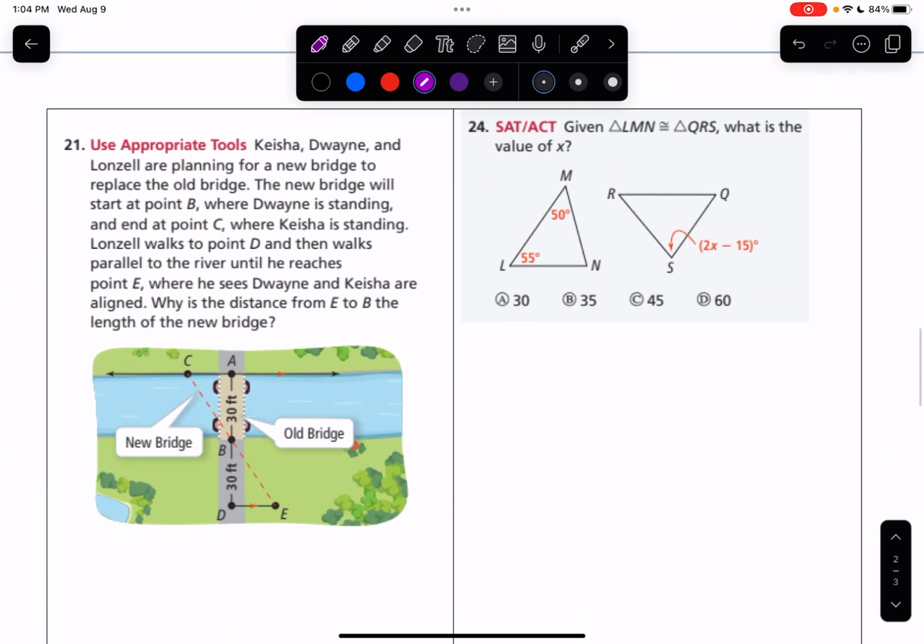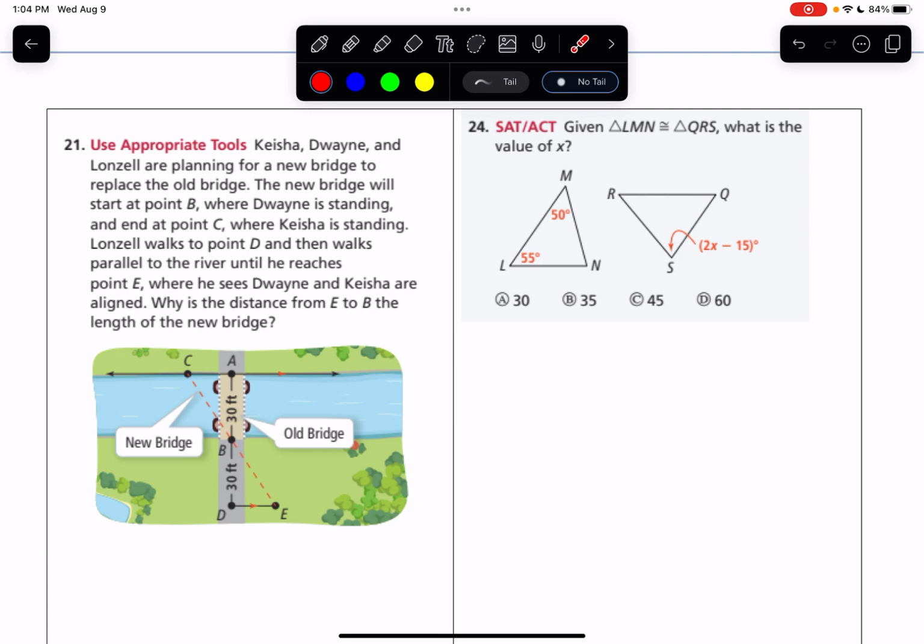Number 21. Keisha, Dwayne, and Lanzel are planning for a new bridge to replace the old bridge. The new bridge will start at point B, where Dwayne is standing, and end at point C, where Keisha is standing. Lanzel walks to point D, then walks parallel to the river until he reaches point E, where he sees Dwayne and Keisha are aligned.